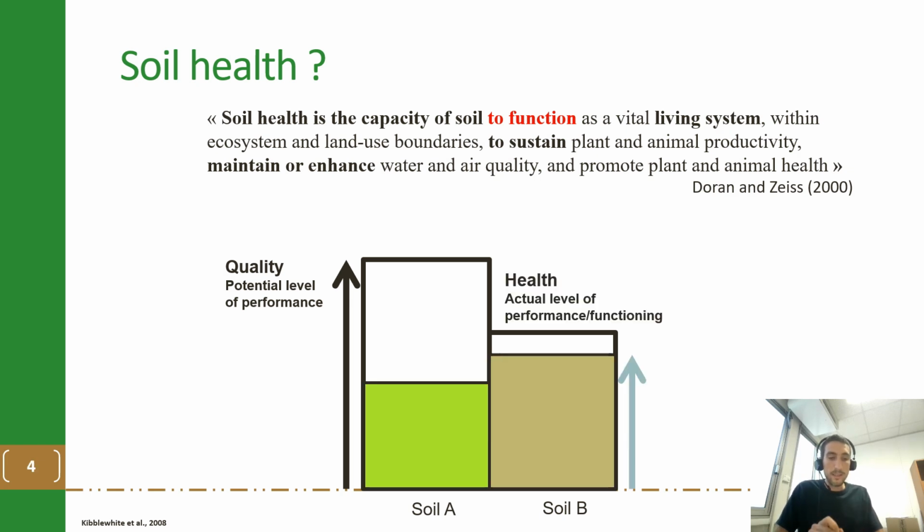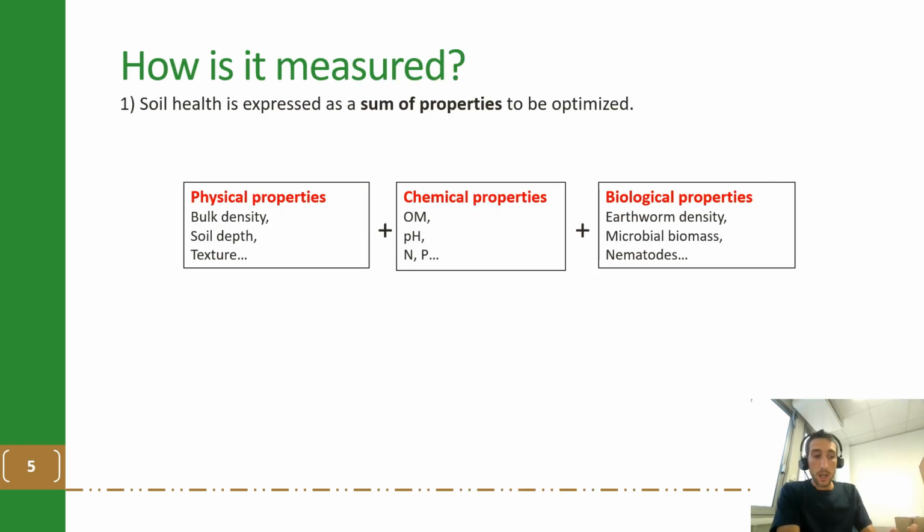If I look inside this soil and measure their health, we can see very clearly on the graph that soil A could be less healthy than soil B. In other words, the actual level of performance and functioning of this soil system is lower for soil A, and therefore less healthy. How is soil health conventionally measured?